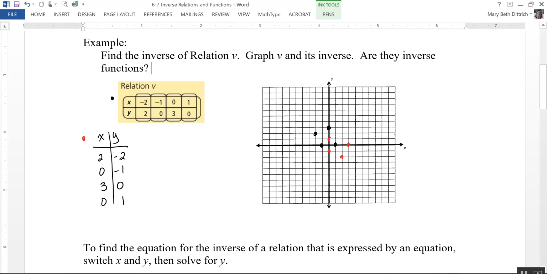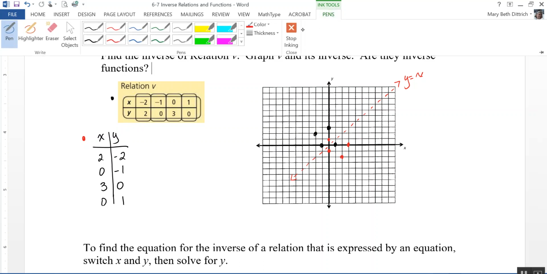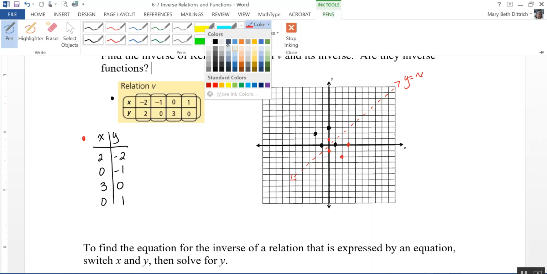And here's an interesting thing about inverses: they are actually reflections of the original function over the line y equals x. And I'll go ahead and just draw that line in here briefly. Okay, and as you can see, this point corresponds to this one over here. They're just reflected over that line, as are these two, as are these two, as are these two. Let me go back to black here.